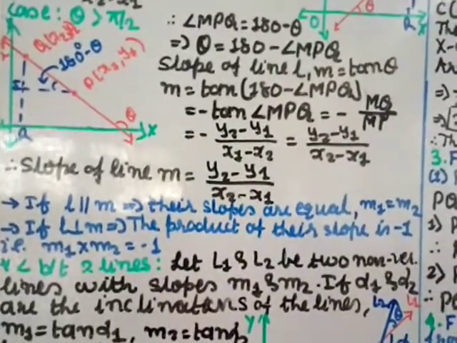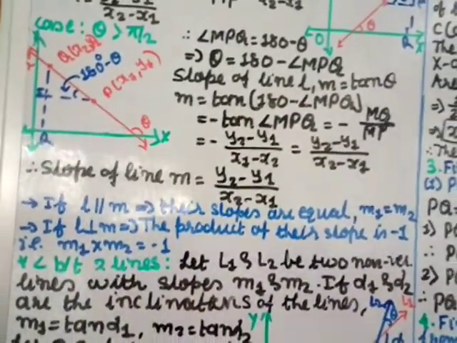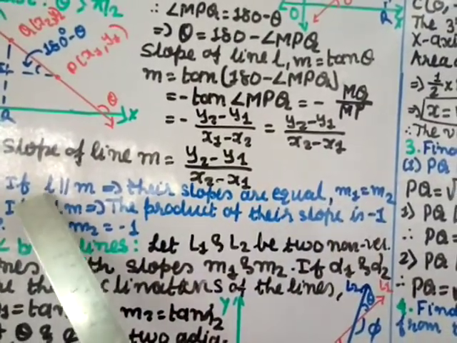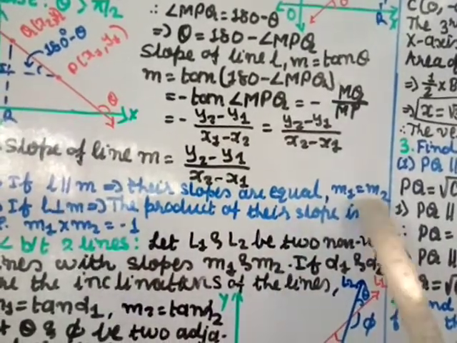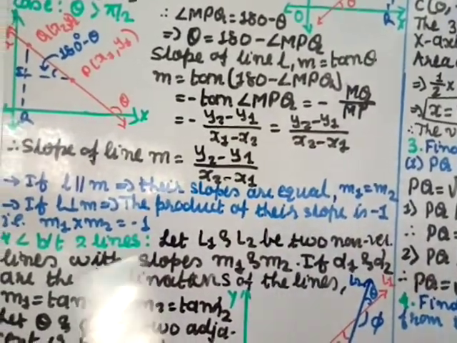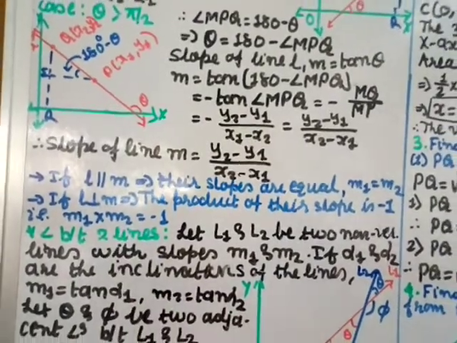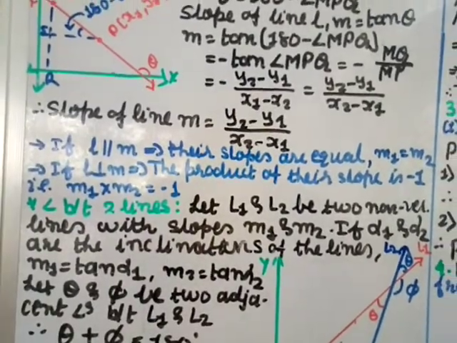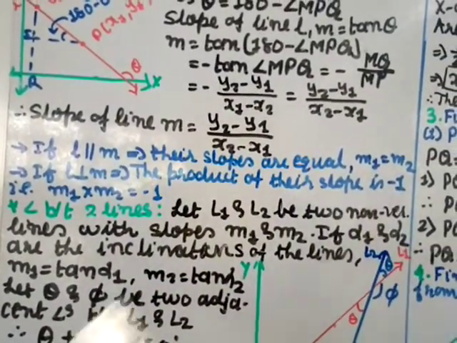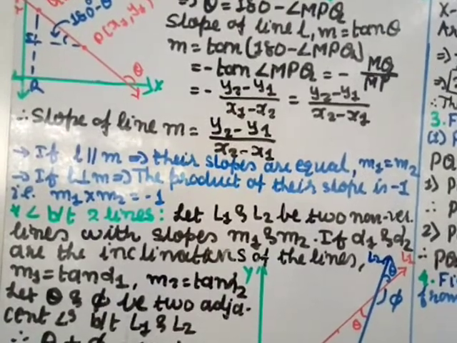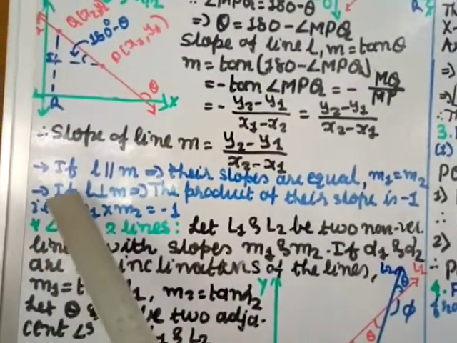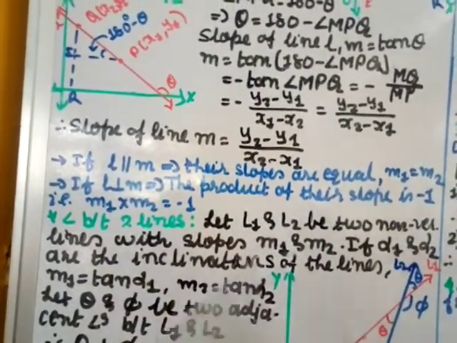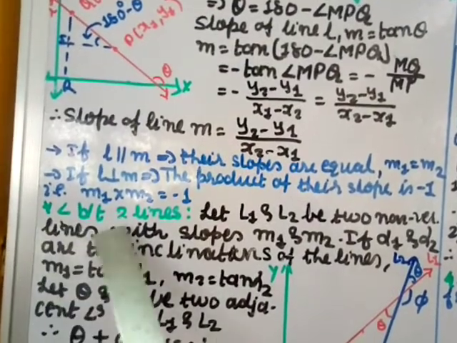Now if two lines L and M are parallel, L parallel to M, then the slopes are equal. So if the slope of line L is m1 and line M is m2, then both are equal. Remember this result, that if two lines are parallel, then the slopes are equal. If L perpendicular to M, that means two lines are perpendicular to each other, then the product of the slopes is minus 1. So if the slope of line L is m1 and line M is m2, then their product is minus 1. These two results remember.